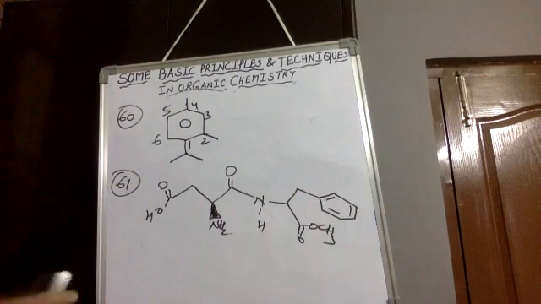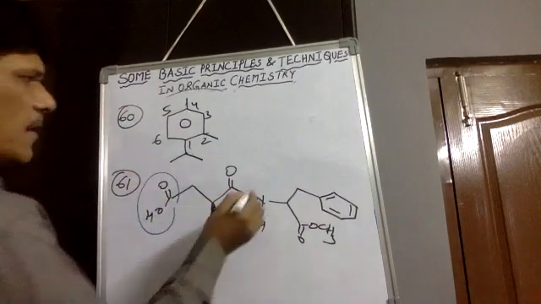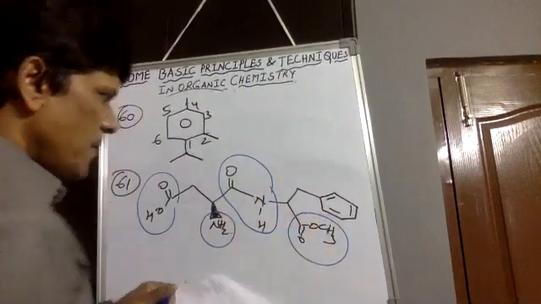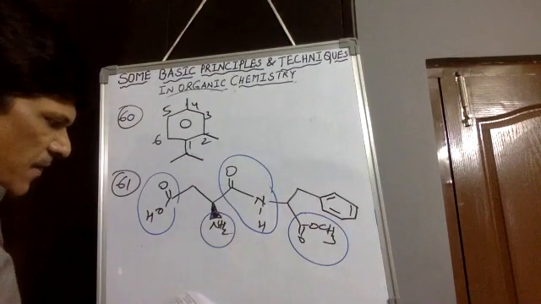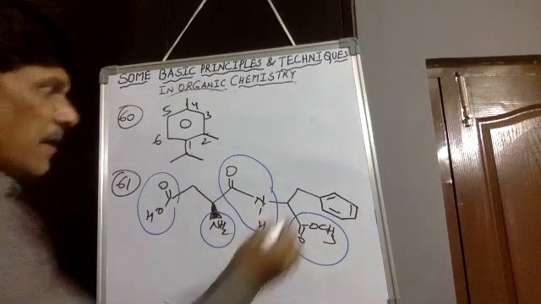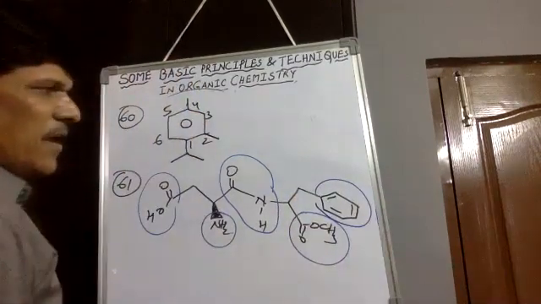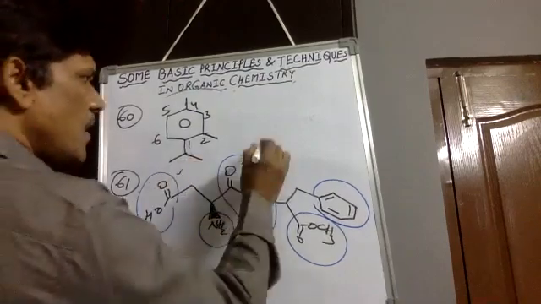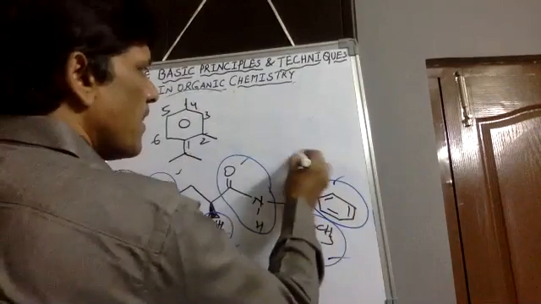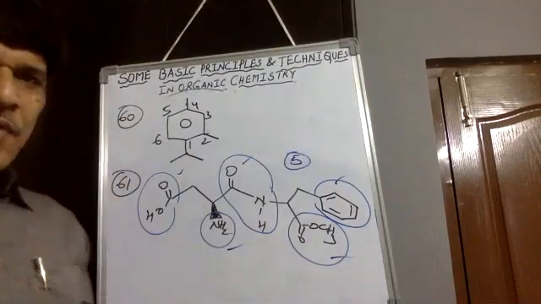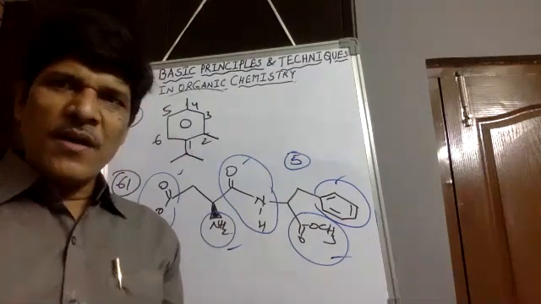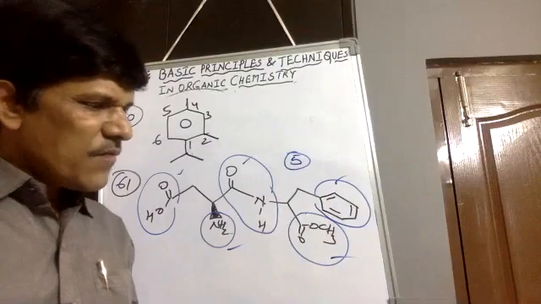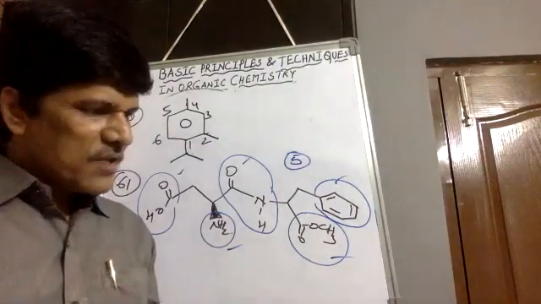This is one acid group, this is an amide group, then an amino group, and an ester group. Phenyl is also considered as one of the functional groups. Therefore, 1, 2, 3, 4, 5 we can take. Phenyls are considered as functional groups. Therefore, 5 is the answer for 61. That is, option C is correct.